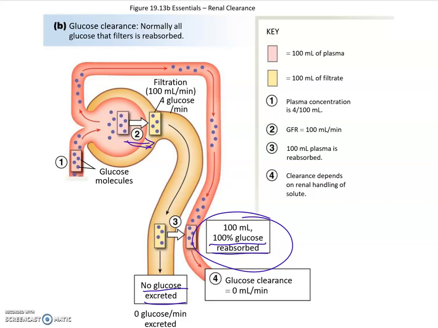It still gets all filtered here at the glomerulus, and your renal tubules are trying to reabsorb 100% of it, but they will not be able to achieve a glucose clearance of 0 milliliters per minute. That means some of the glucose will end up staying in the renal tubules because your glucose transporters are simply maxed out, and you end up excreting some glucose in the urine, and that's where you can measure it.